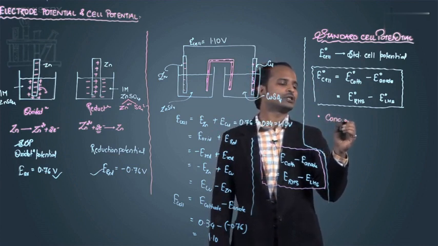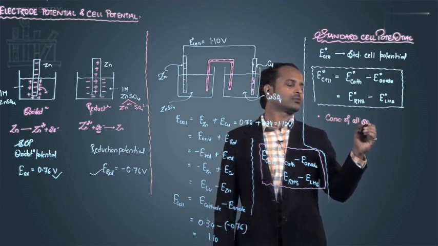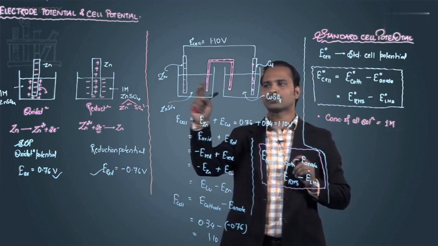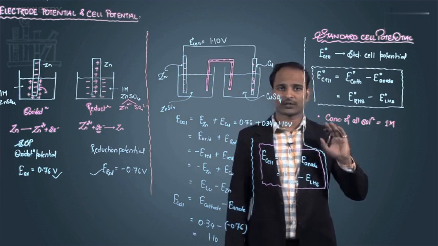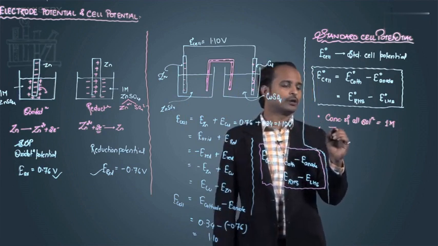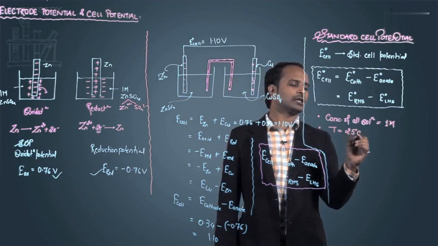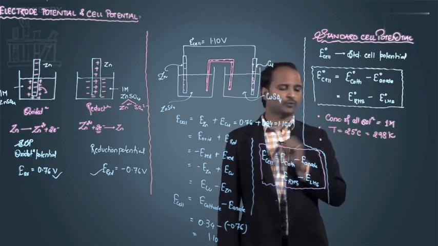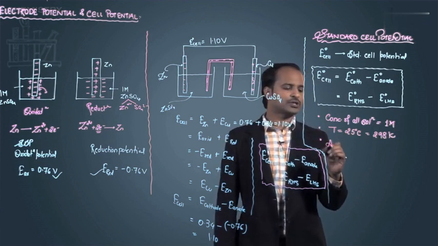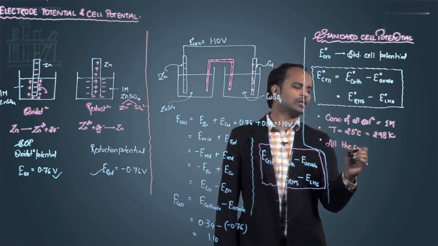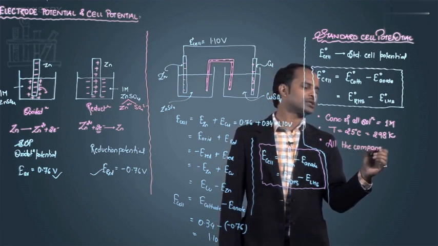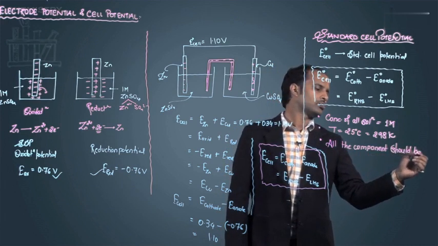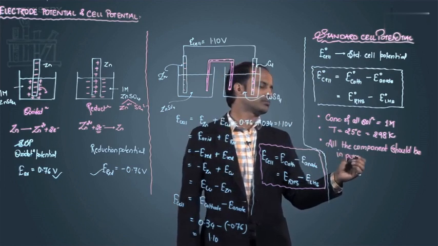The concentration of all the solutions should be 1 molar. For example, if I am using 2 solutions here, zinc sulfate and copper sulfate, then the concentration of both the solutions should be 1 molar. Temperature should be equal to 25 degrees Celsius during the electrolysis, that is 298 Kelvin. The pressure should be 1 atmosphere, and all the components or all the things which are involved in electrolysis should be in pure and stable form.